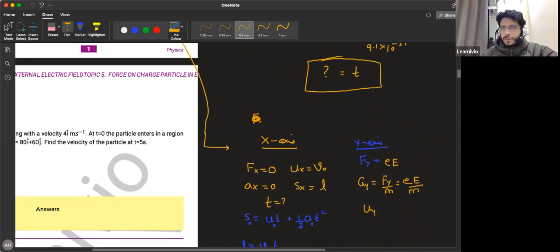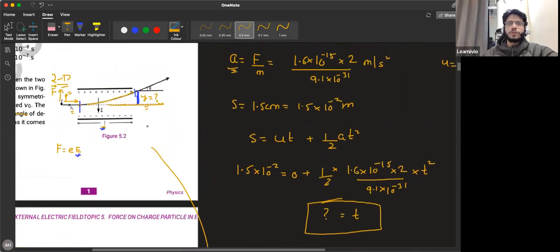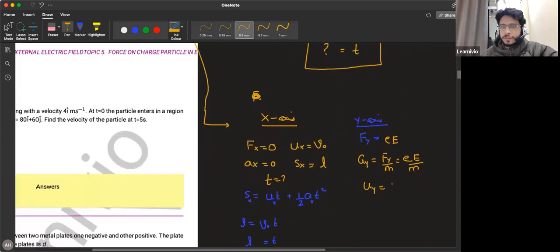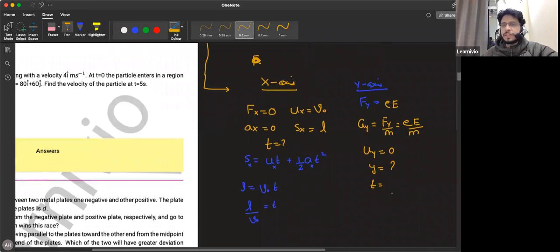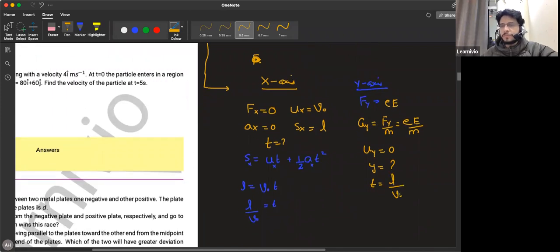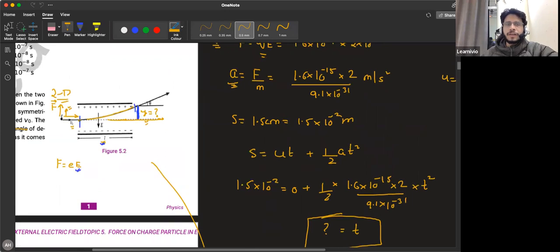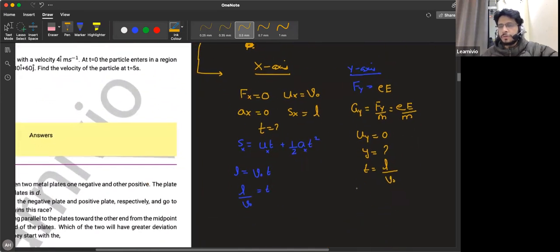Then we have the initial velocity along the y-axis. The initial velocity along the y-axis is 0 because you projected this particle along the x-axis, and there is nothing along the y-axis. The displacement along the y-axis you're supposed to calculate. The time is the same along the x-axis and y-axis, because the particle ultimately starts from here and reaches here. So the time will remain the same whether you consider this motion along the x-axis or the y-axis. So here time is L by v0.